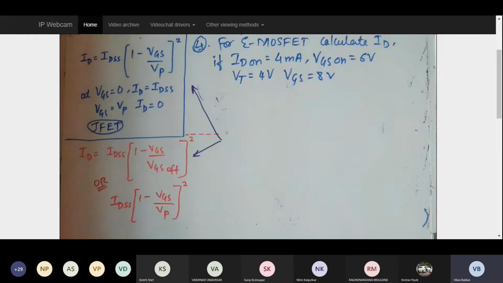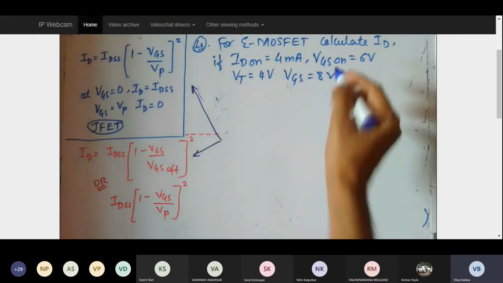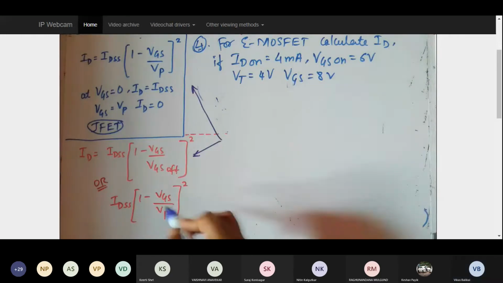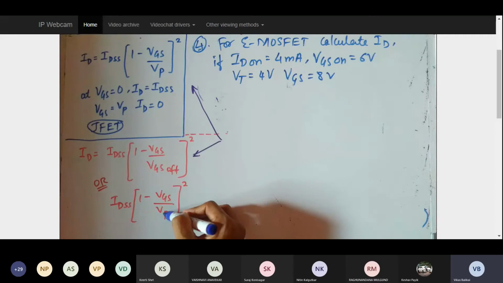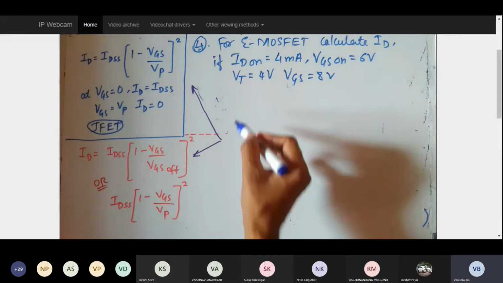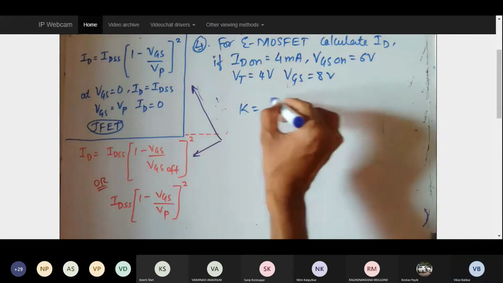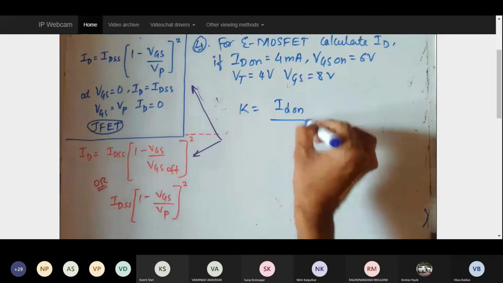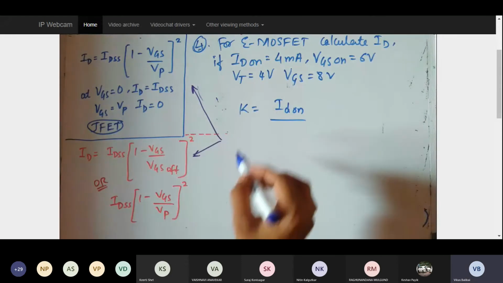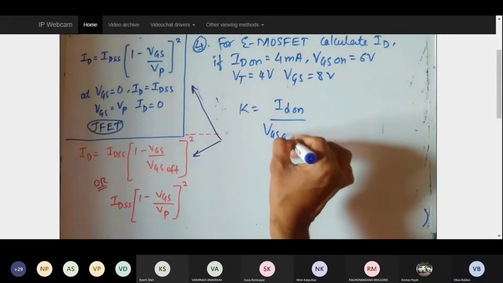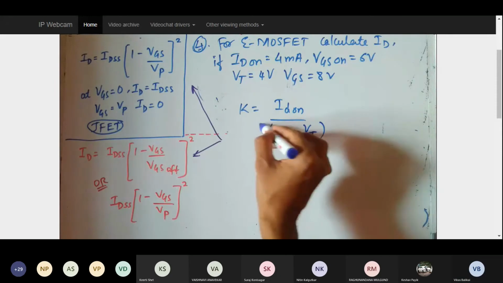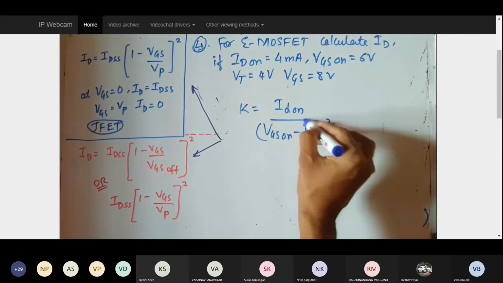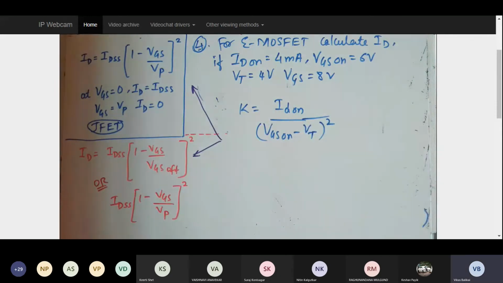Now VGS off is nothing but VP. That's what I told. Now there are some new terms he has given. So which equation can you use? Maybe we can use the equation of K equal to ID on divided by VGS on minus VT whole square. So I think all the expressions have been given.